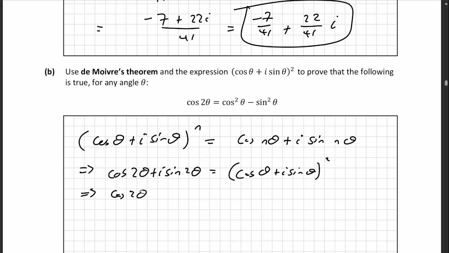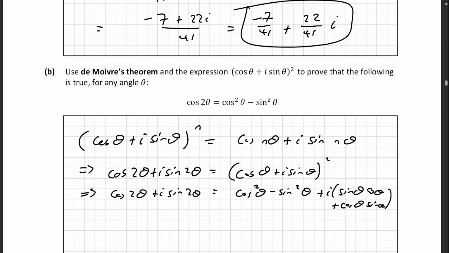Which, just rewrite cos 2 theta plus i sine 2 theta as, the real parts will have cosine squared theta take away sine squared theta, and then plus i sine theta cosine theta plus cosine theta sine theta. So by equating the real parts, cosine of 2 theta equals cosine squared theta subtract sine squared theta.